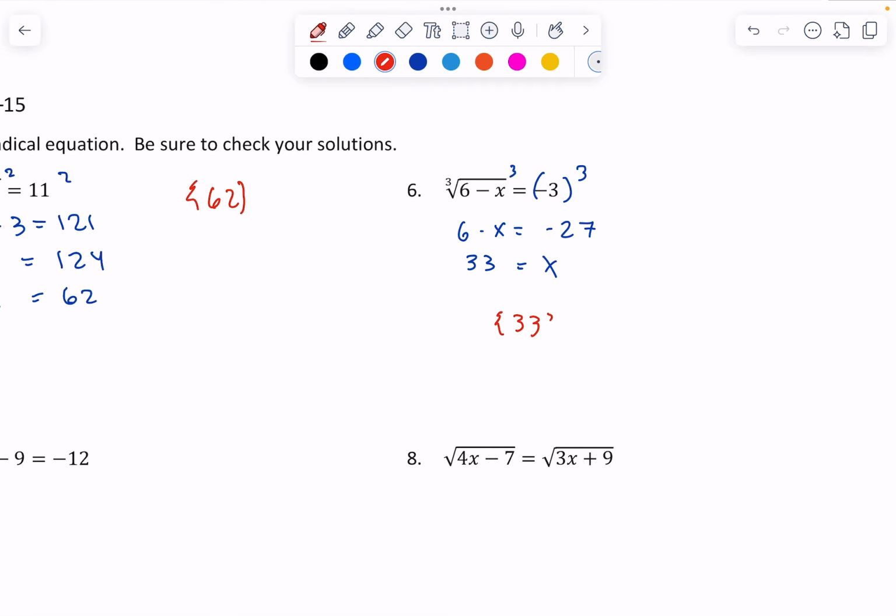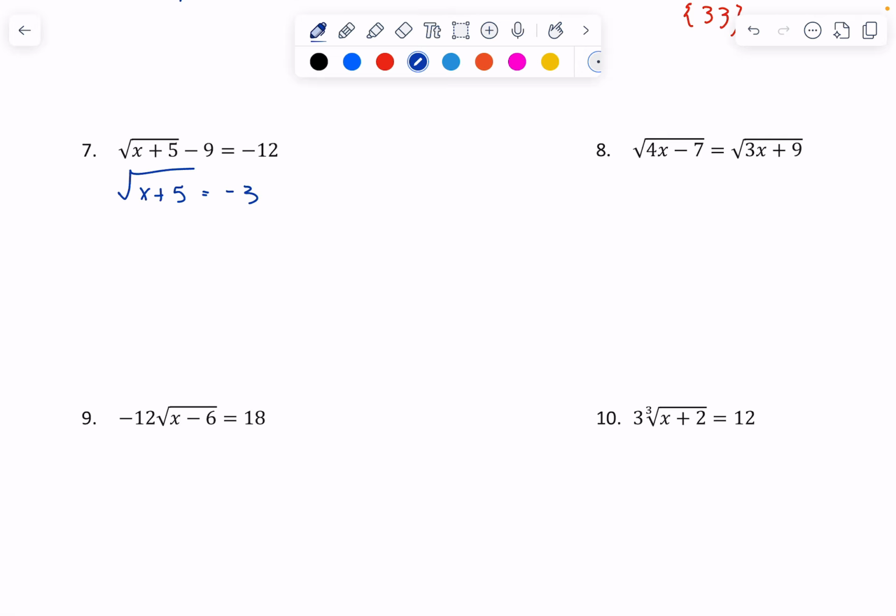Here, add 9, you get -3. At this point, I personally would stop because I recognize that the square root of whatever x plus 5 is cannot ever equal a negative, so this has no solution. If you didn't realize that though, and you continued to solve, you're just going to get something that isn't true.